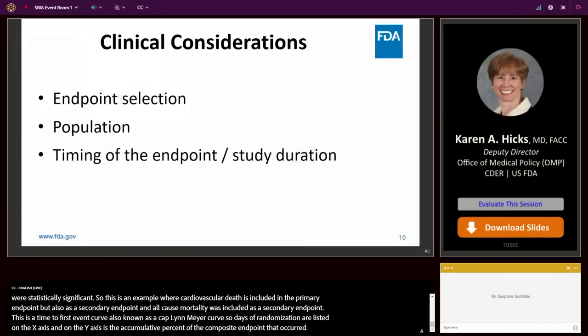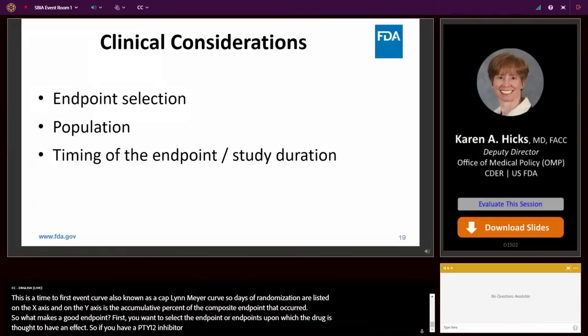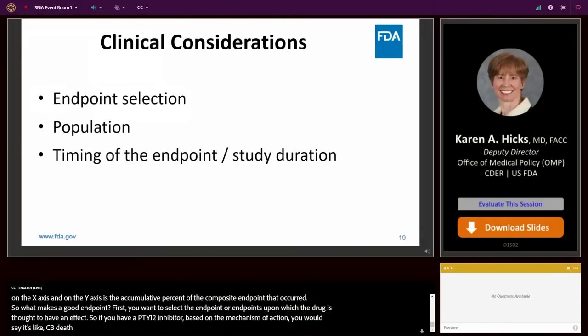So what makes a good endpoint? First, you want to select an endpoint or endpoints upon which the drug is thought to have an effect. So if you have a P2Y12 inhibitor, based on the mechanism of action of the drug, you would expect this drug to affect thrombotic events such as CV death, non-fatal MI, non-fatal stroke, and stent thrombosis.